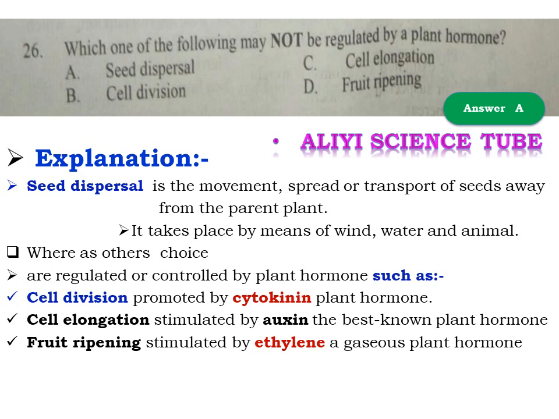Ethylene is a gaseous plant hormone. So the answer is A, correctly.